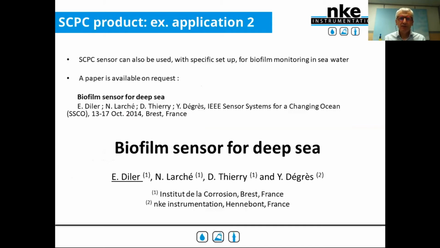Another application of the SCPC is very specific, but it can also be used as a biofilm sensor, for biofilm evaluation in deep sea. I can recommend that you read these papers made by Institut de la Corrosion and maybe contact Airborne dealer for any information.